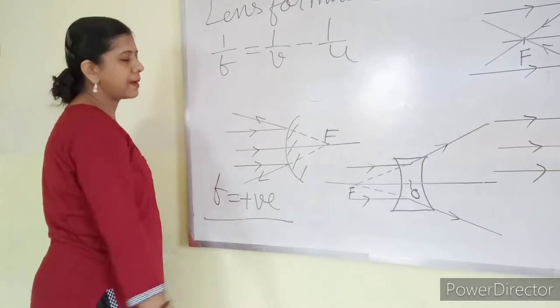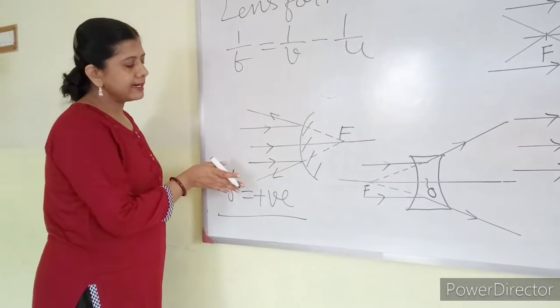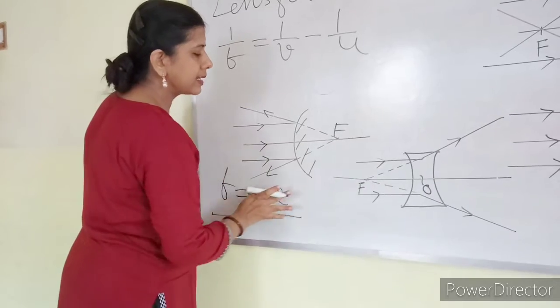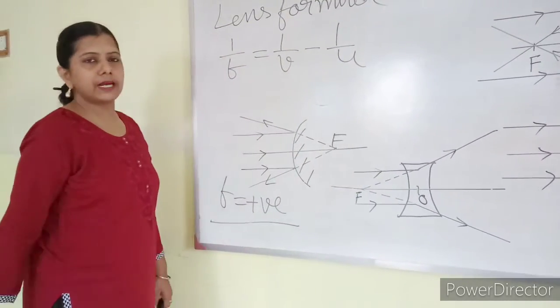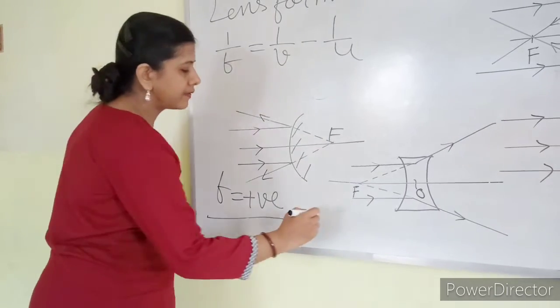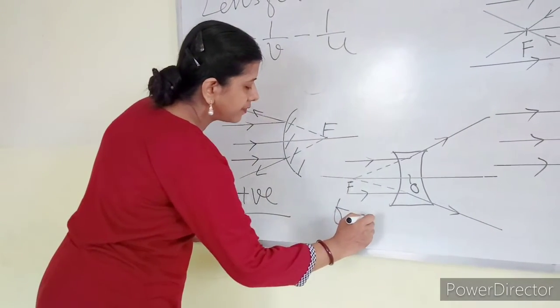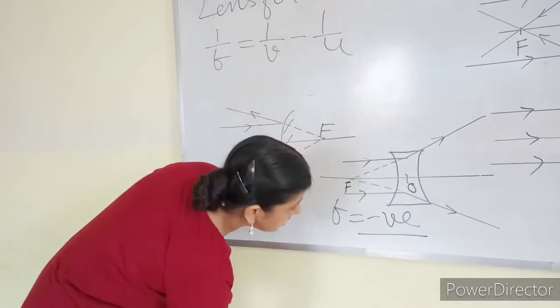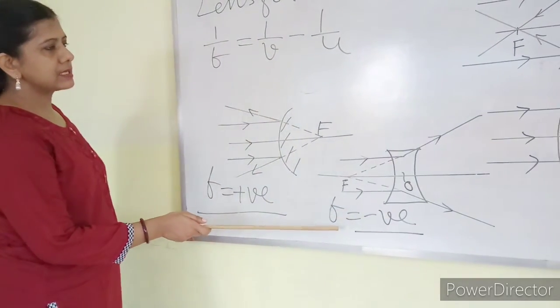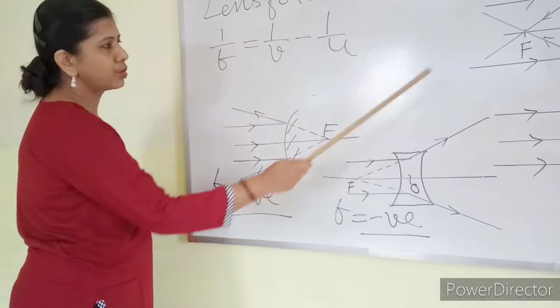So here what is happening? Here the light is coming from this side, that is the left-hand side, and the focus point is also on the left-hand side. So what is the value of f here? f is minus. So this is similar to which one? This one is similar to this one.